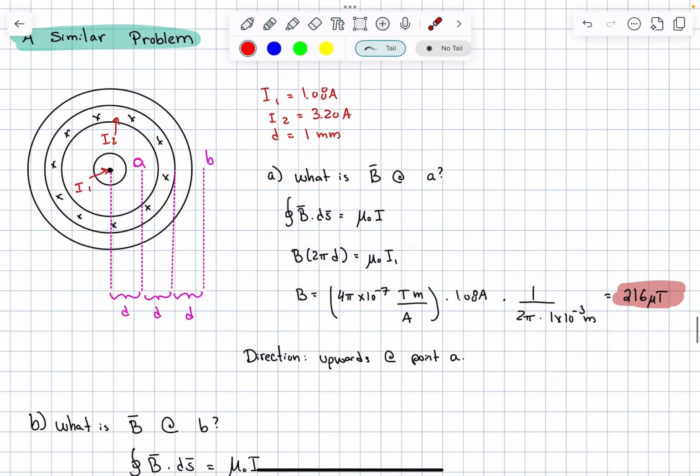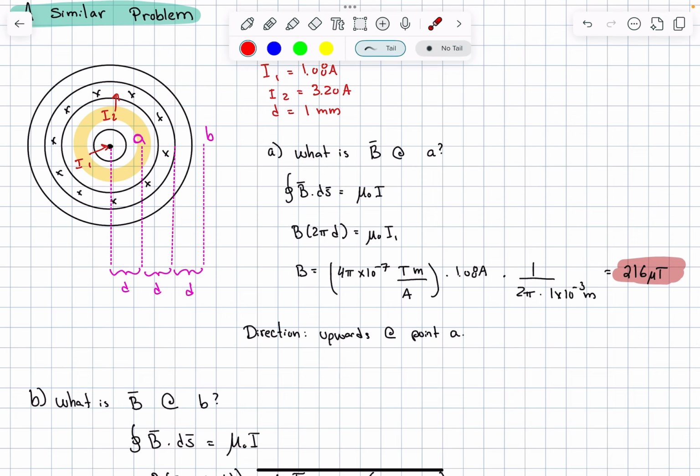The first question says, what is the magnetic field B at point A? So right here, what we're going to do is draw out our Amperian loop. Our Amperian loop starts off at A and does a circle. Now Ampere's law says the path integral along this path of B dot ds is equal to mu naught times I, where this is how much current I have inside my Amperian loop. The only current I have here is I1.